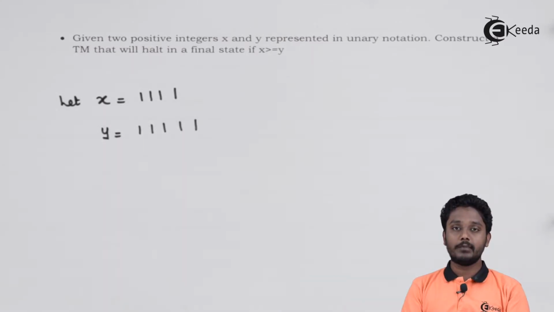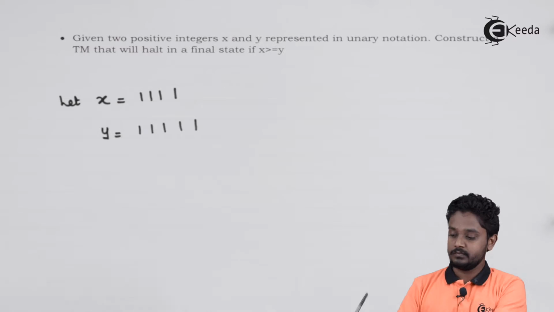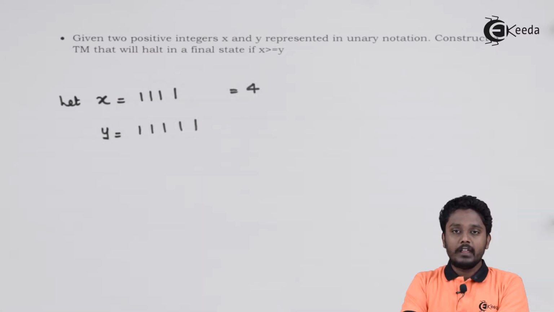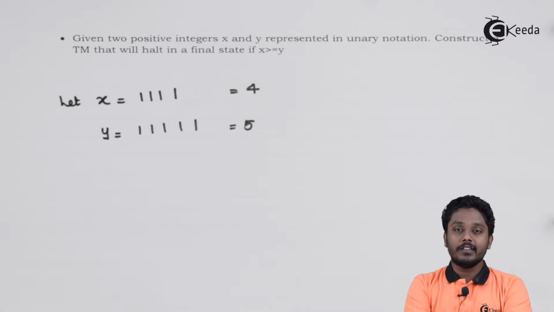Over here, I have taken two numbers, x and y. X is taken as unary 4. Y is taken as unary 5. First, let us see how these numbers are represented in the tape of Turing machine.